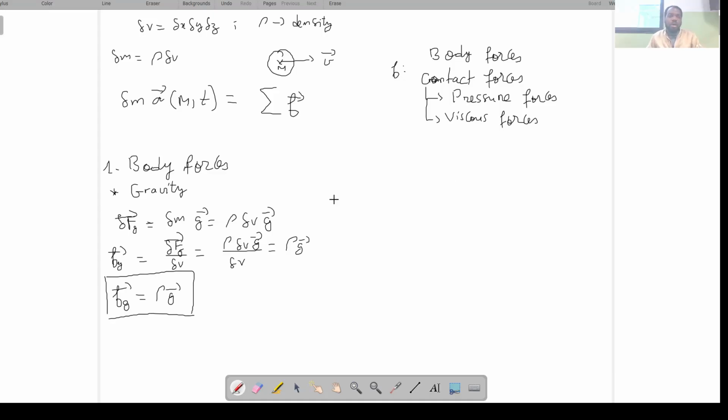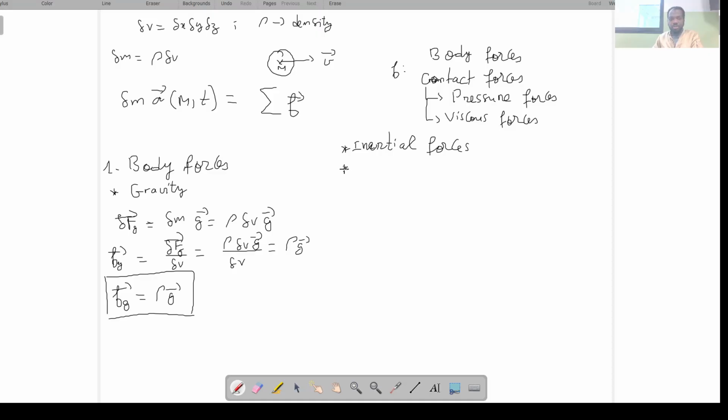So, I want you to keep in mind that other body forces may exist depending on the physical problem, and these common body forces include inertial forces, which appear in a general non-inertial reference frame due to the acceleration of the frame.